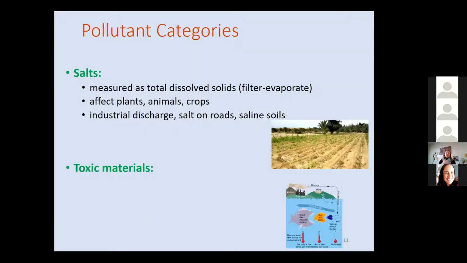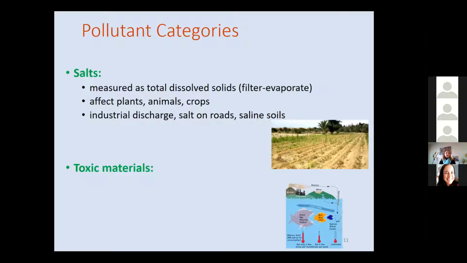Typically, the main contributors of salt are industrial wastewaters or the de-icing agents on the roads. But it could also be natural. Colorado has more saline soils, so it could also impact the salinity of the surface water bodies as well.